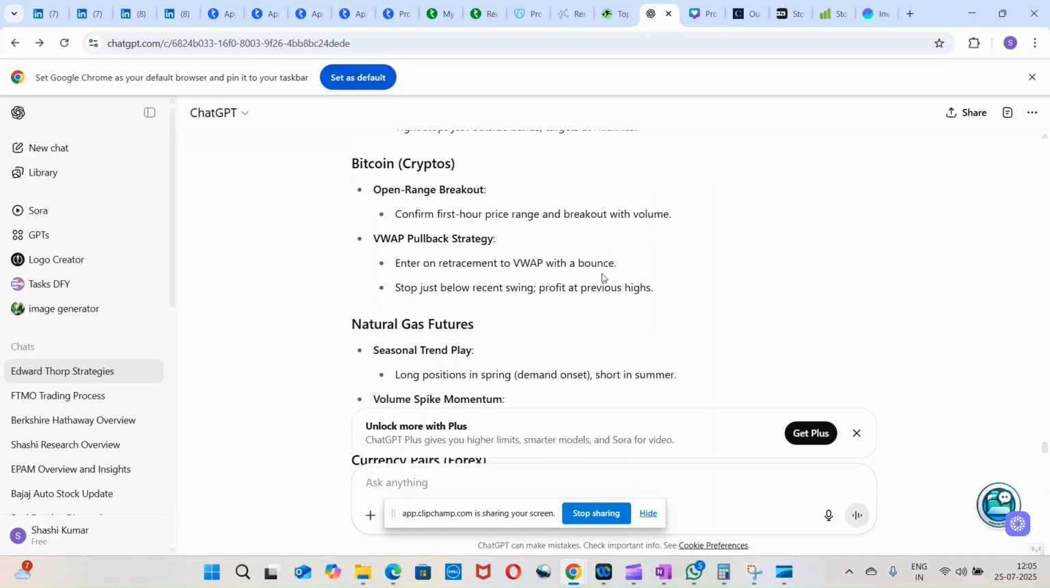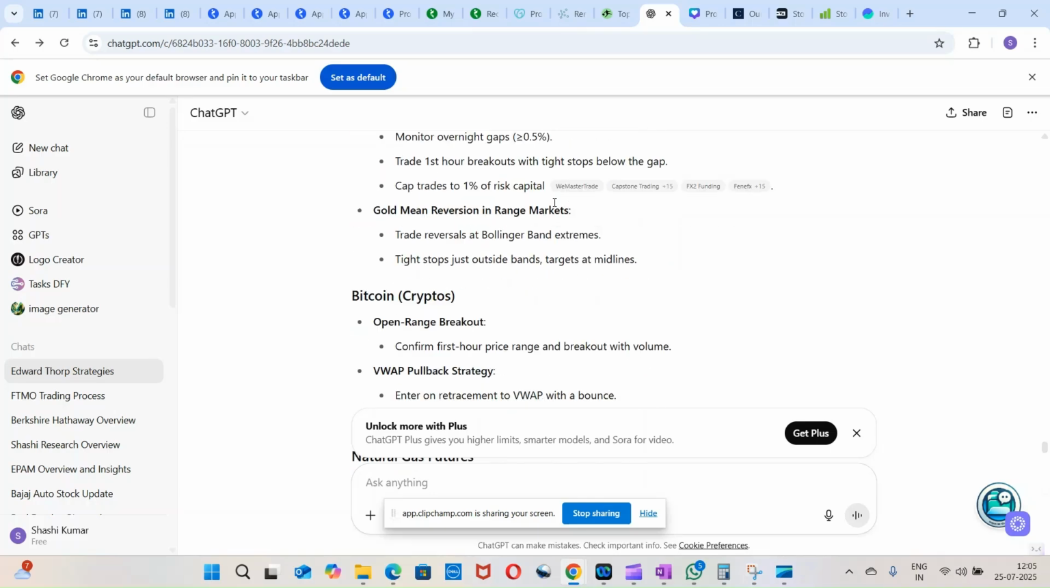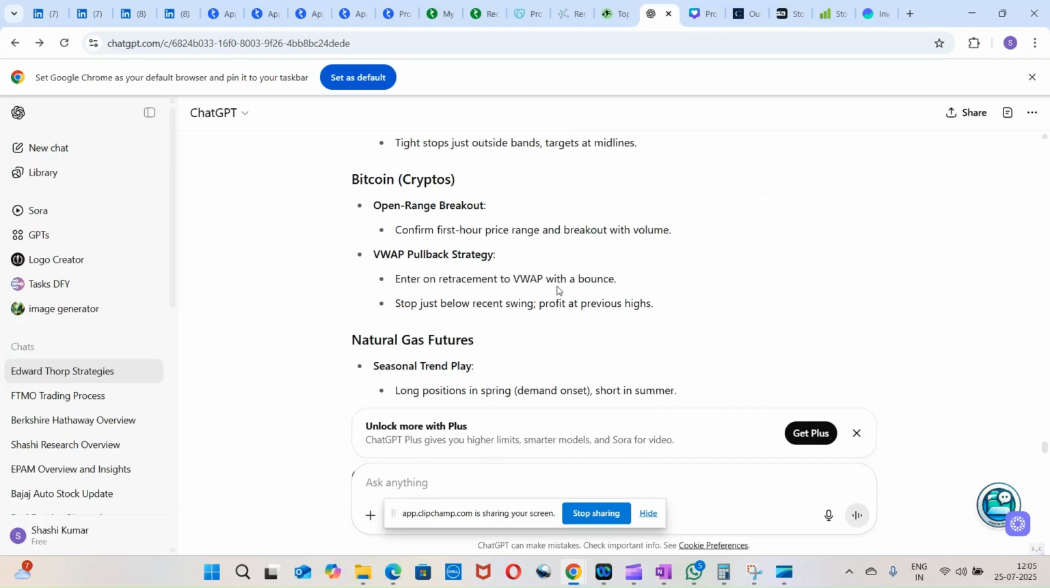Bitcoin, coming to cryptos, we can use the opening range breakout strategy. Take the first hour price range, and when there's a breakout and volume is also confirming, then you take a trade in that direction. So these hourly breakouts are working in gold and Bitcoin. It's a higher time frame, 1 hour price range and breakout.